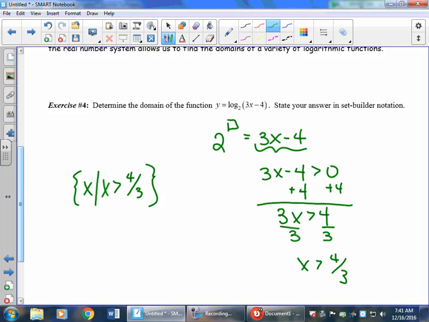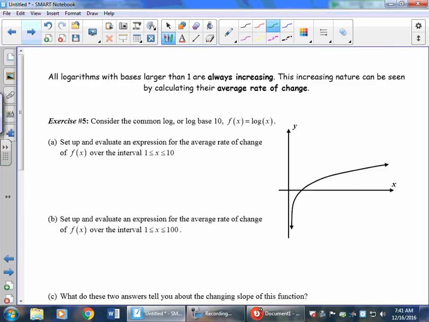Okay, going on to exercise 5, which is our last exercise. All logarithms with bases larger than 1 are always increasing. This increasing nature can be seen by calculating their average rate of change. So again, we're bringing in things that we've already covered. Consider the common log, or log base 10, which is f of x equals log of x. Remember, if there's no base there, we're assuming it's base 10. Set up and evaluate an expression for the average rate of change over the interval from 1 to 10.